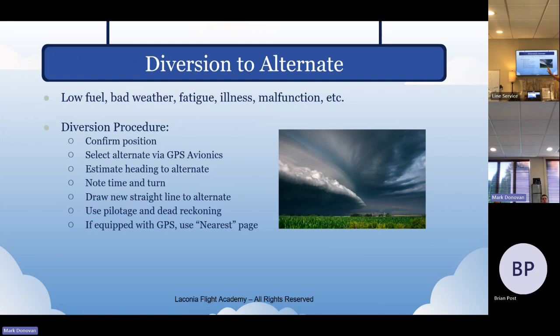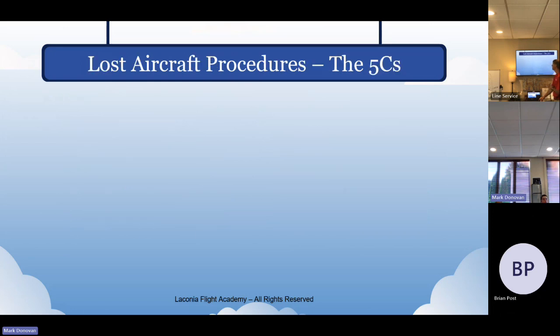Again, with the GPS avionics today, it does it for you. It puts a little pretty magenta line and you fly the magenta line. Again, if your GPS is equipped with nearest page, you click on nearest, find an airport that's nearest to you, select it, and then hit go or activate, and it'll send you right to there. The next thing is lost aircraft procedures.